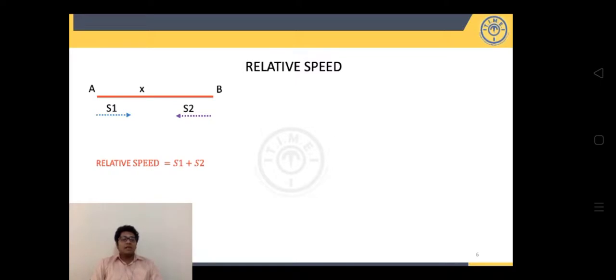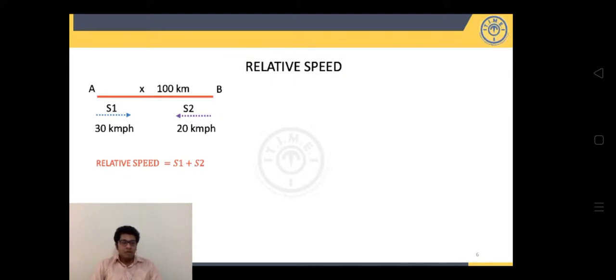Why? Let's take an example. Let's say the distance between A and B is 100 kilometers, and S1 is 30 kilometers per hour, S2 is 20 kilometers per hour. So one person is traveling from A to B at 30 kilometers per hour, another person from B to A at 20 kilometers per hour. Now after how many hours will they meet if they start at the same time? They're starting at the same time at two different points, moving towards each other. After how many hours will they meet?